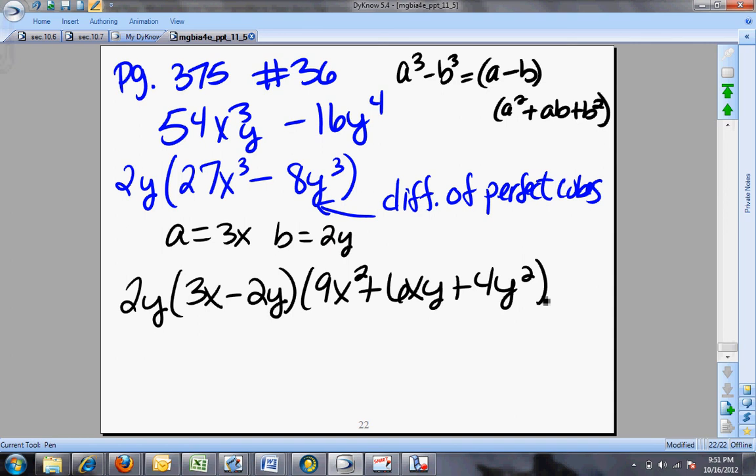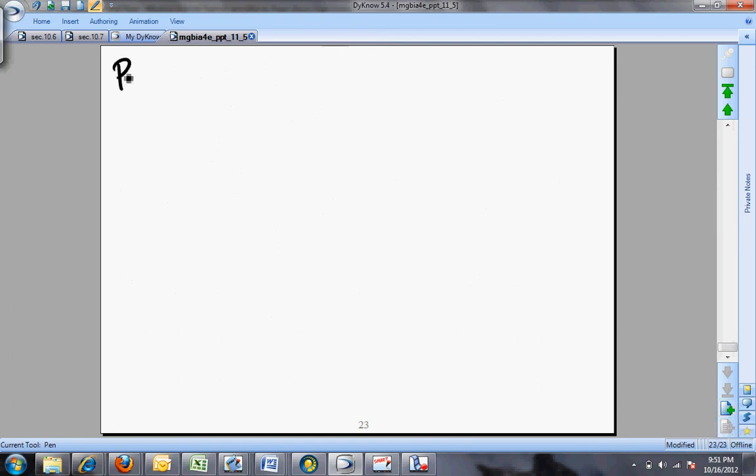Again, as you're watching these, you may want to pause them, try on your own, and then hit play to see if you get the same answer. You can use this however your heart desires. Alright, that's it from page 375. Moving right along.